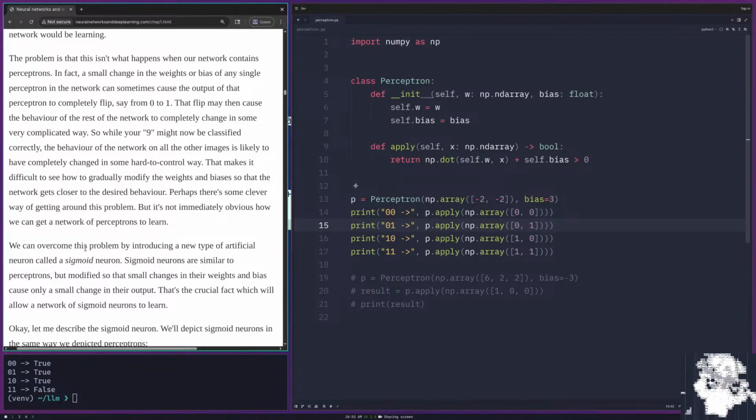We can overcome this problem by introducing a new type of artificial neuron called a sigmoid neuron. Sigmoid neurons are similar to perceptrons, but modified so that small changes in their weights and bias can cause only a small change in their output. That's the crucial fact which will allow a network of sigmoid neurons to learn.